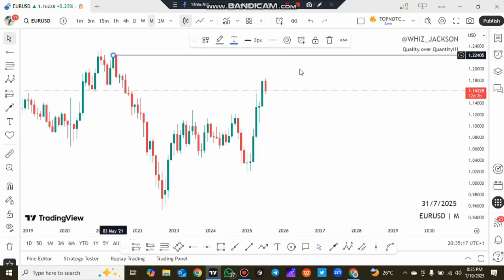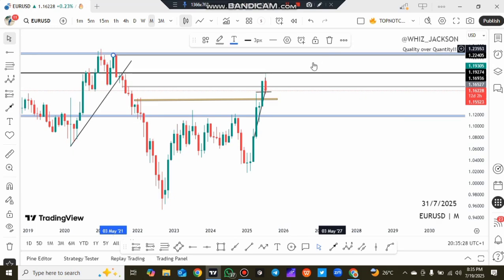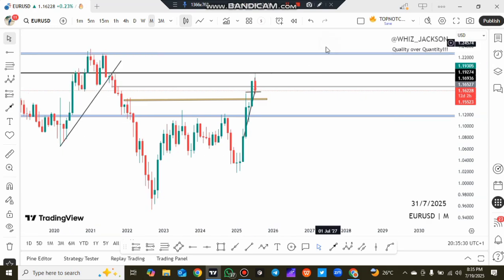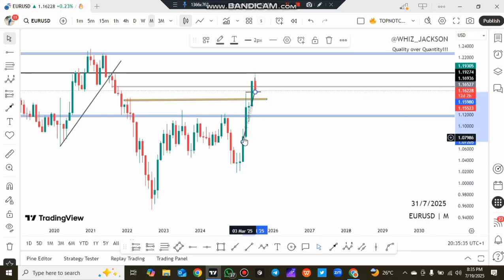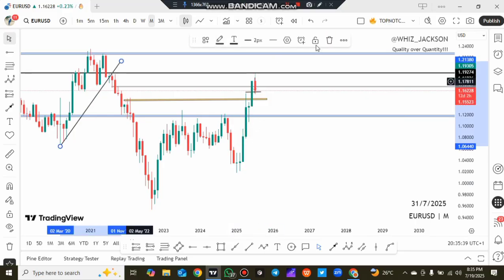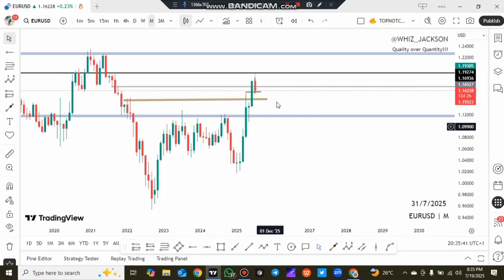So the overall target for EUR/USD is the next level, which is 1.22405. So I expect this market to come to 1.220405. Okay, my levels have come back. So now let me delete all of these. Let me delete this one also. It's not necessary for now. I was doing some backtesting.